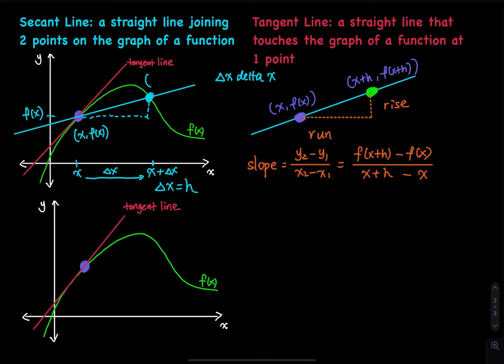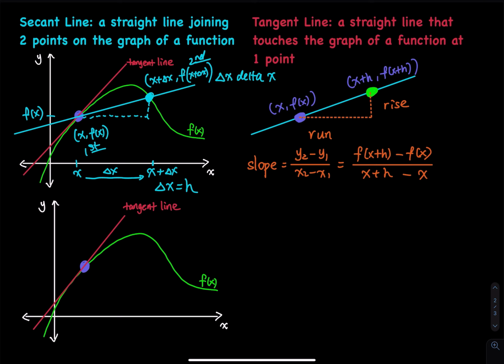The x coordinate is x plus delta x, and then to get the y value, you have to plug in the x coordinate to the function. So this will be f of x plus delta x. You plug it in to the function because this point is on the green curve. So now I have 2 points. This is the first point, and then this is the second point. Do you see that?